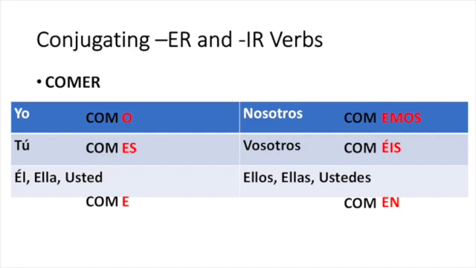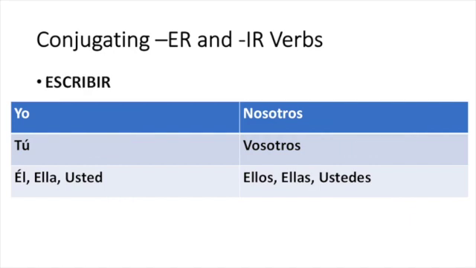So you'll notice your AR verb endings were o, as, a, amos, áis, and an. For an ER verb, your endings are o, es, e, emos, éis, and en. Okay? So, take another basic verb like escribir.